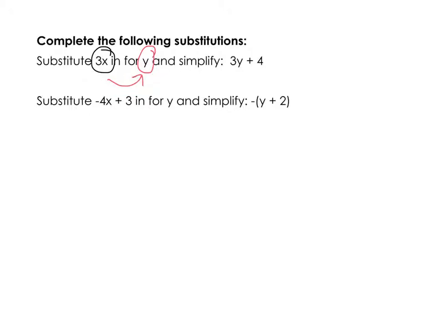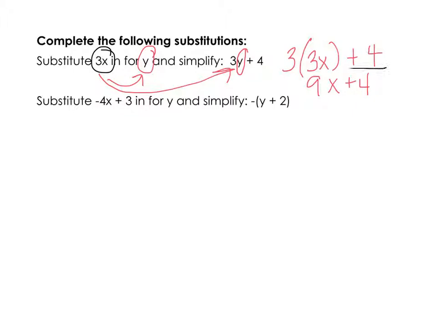So, where I see y right here in the equation, 3x will take its place. So that will become 3, and then 3x, in for y, plus 4. Now, if I simplify this out, 3 times 3x is 9x plus 4, and that would be your entire answer. So that's a basic substitution.